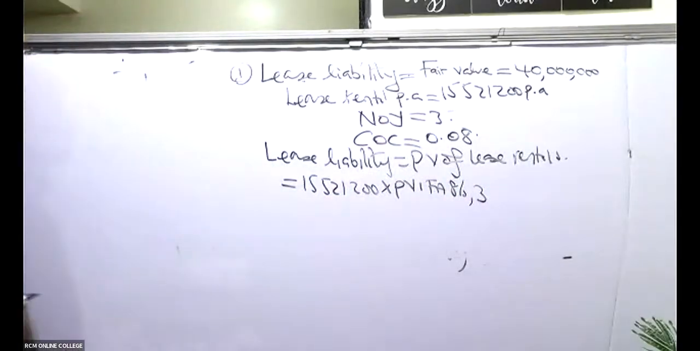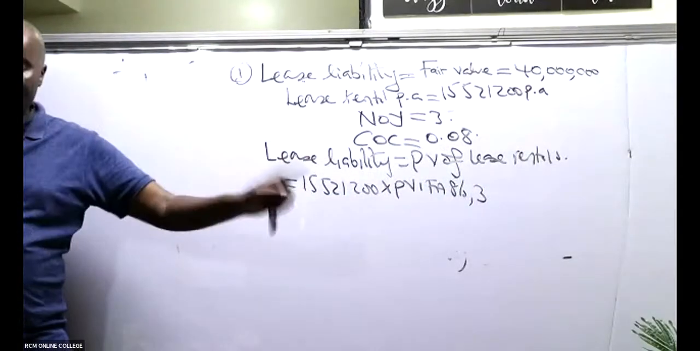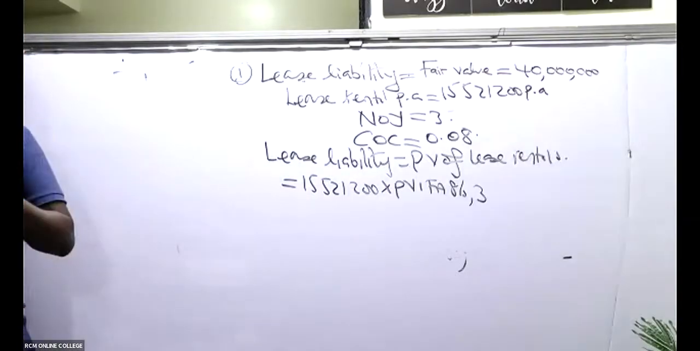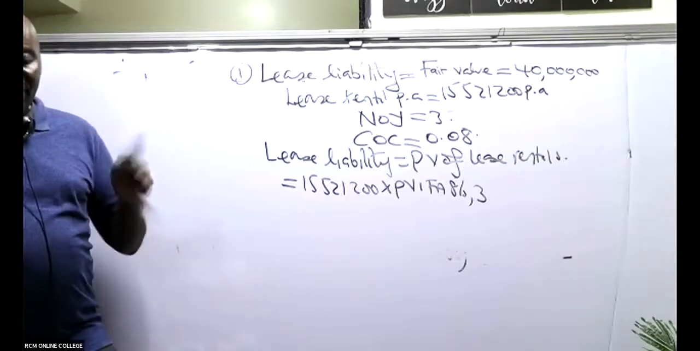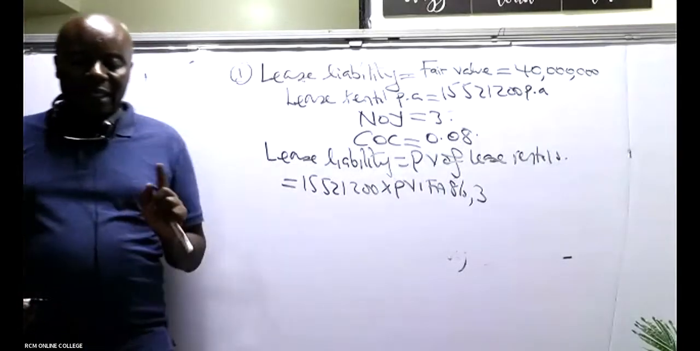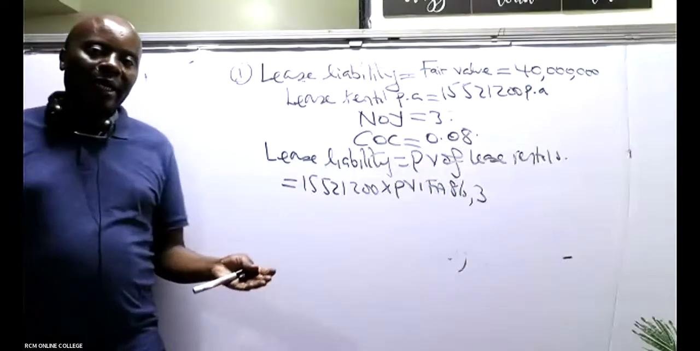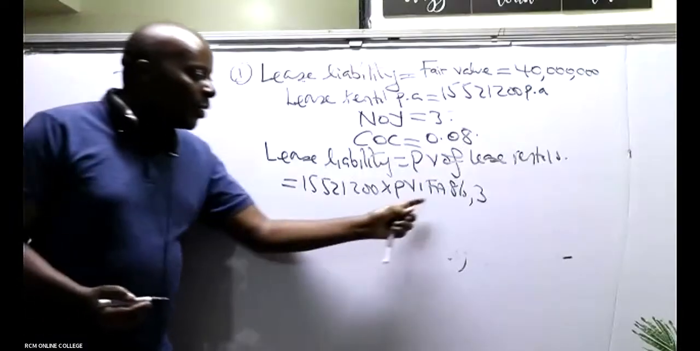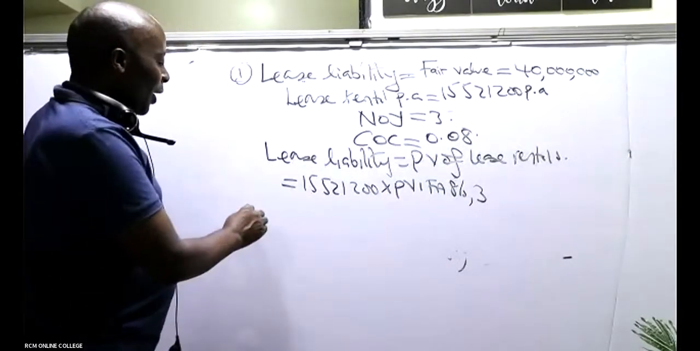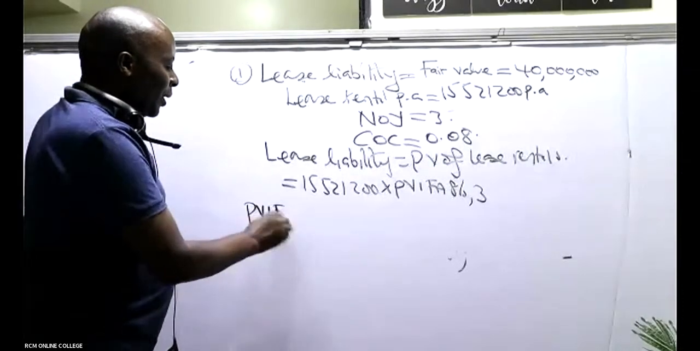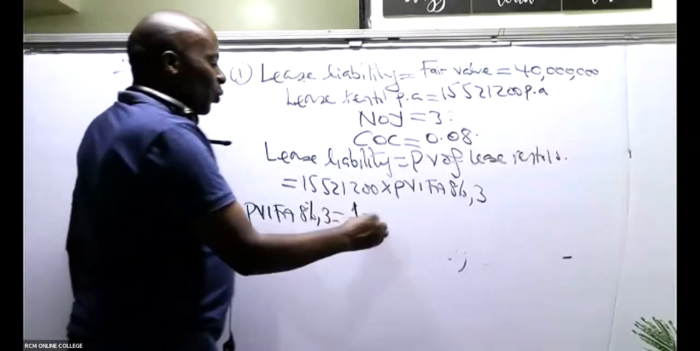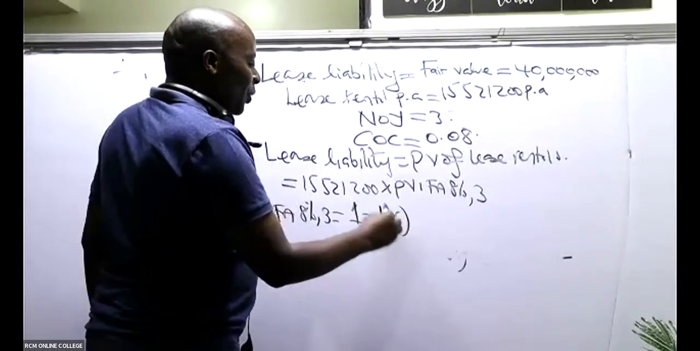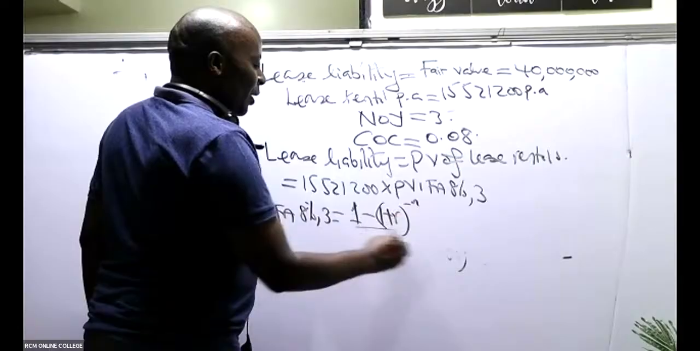I will not add 1 plus R there because this one is not being paid up front. It is only the one that is being paid up front that we normally add the 1 plus R. This one we shall leave it like that. So then my work tonight is very easy to well cut. I need to come and get this PV for 8% for 3. So I know the formula is 1 minus 1 plus R raised to negative n divided by R.